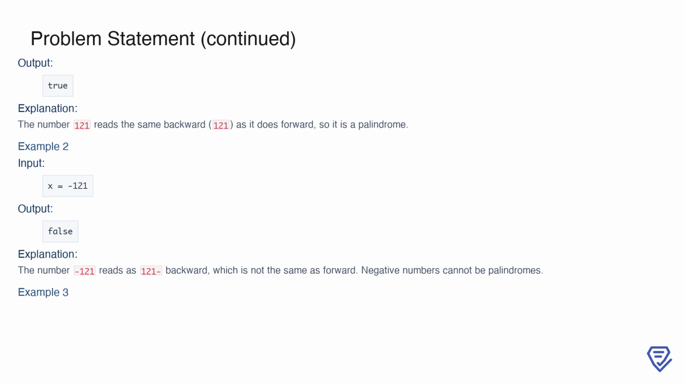In contrast, consider the second example, where the input is x equals -121. While the digits of 121 itself might seem symmetric, the negative sign at the front causes the reverse of the number to become 121-, which is not the same as the original. Therefore, negative numbers cannot be palindromes, and the function returns false in this case.